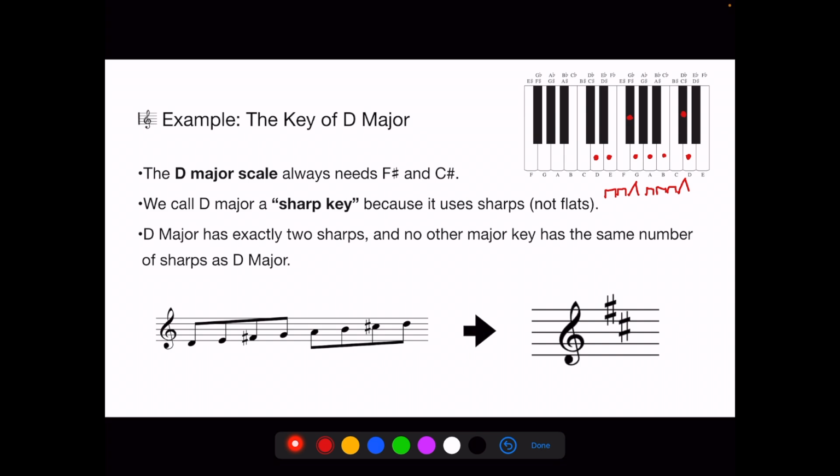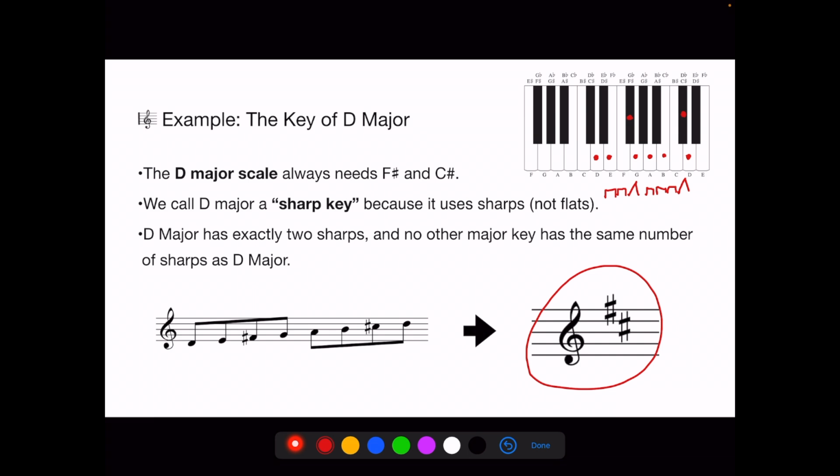So in D major, we have 2 sharps all the time, which means if you just write 2 sharps at the beginning of the staff, then people would know that, hey, this is in the key of D major, and it will save you all the trouble of having to write the individual sharps on F and C every single time. Okay, so next, we call D major a sharp key because it uses sharps and not flats.